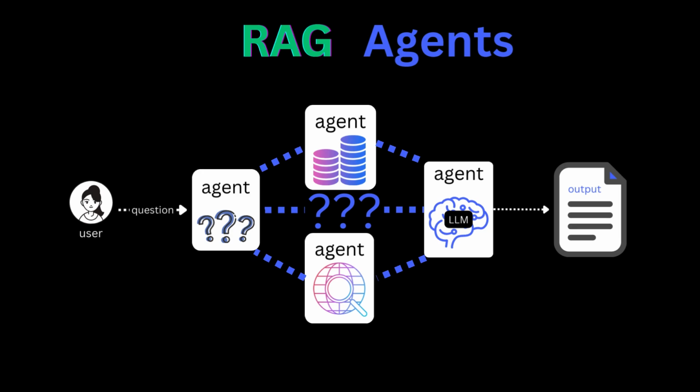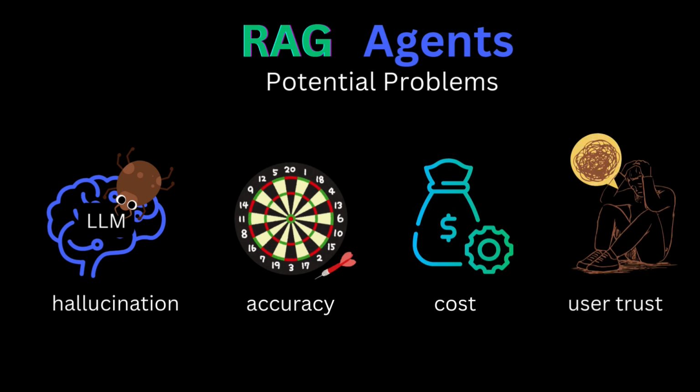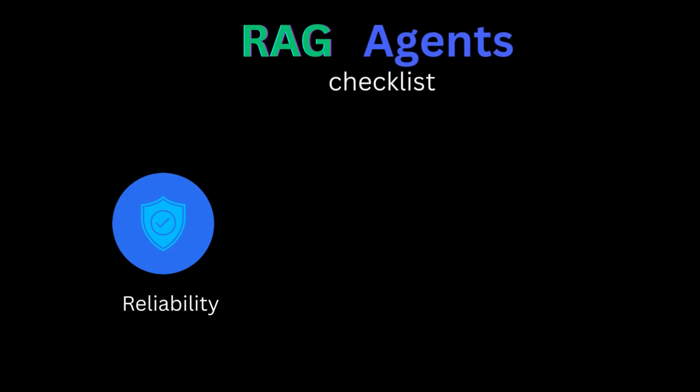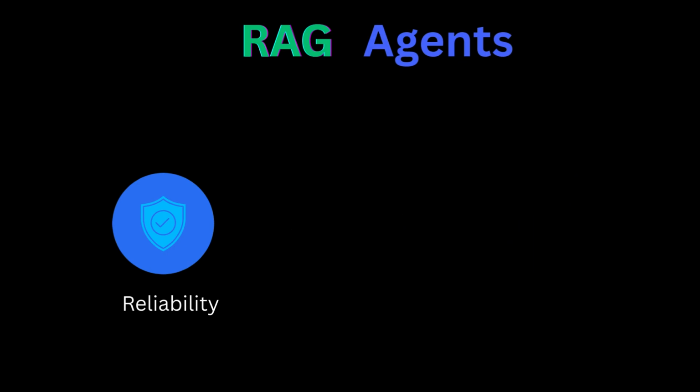Now, here's the challenge. Building a RAG agent is a lot more complex than building a RAG app. If you just jump in and start coding, you'll run into problems with accuracy, hallucination, cost, and user trust. That's why before I build any RAG agent, I ask myself a set of key questions. These questions act like a checklist. They help me design the system in a way that is reliable, useful, and scalable. And in this video, I want to walk you through those questions, step by step, with real-world examples, so you can see how they play out.